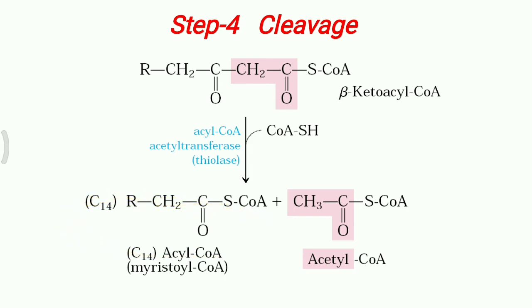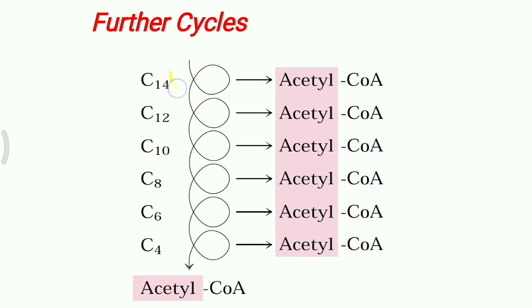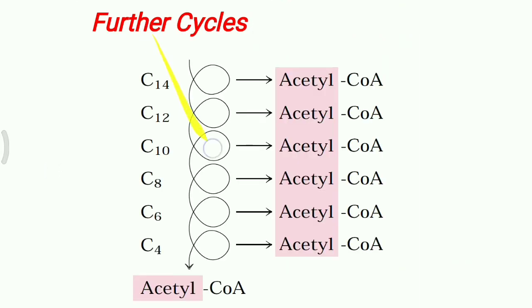The 14 carbon fatty acid that remains will again undergo the same process, starting from the 4th step of the beta oxidation. So what happens next, the cycle will continue: 14 carbon will convert into 12, 10, 8, 6 and 4. When the 4 carbon undergoes beta oxidation, it will make 2 molecules of acetyl CoA. So that is the important thing about beta oxidation of fatty acid.